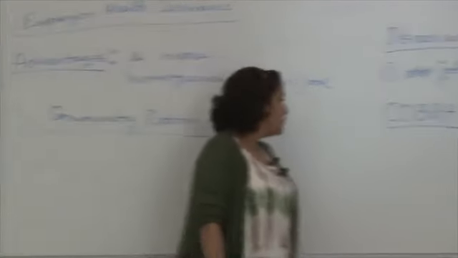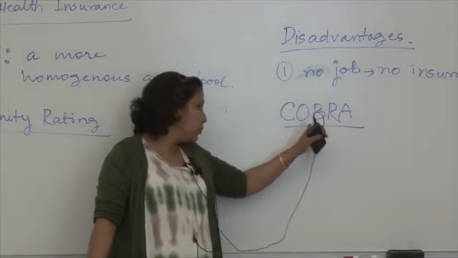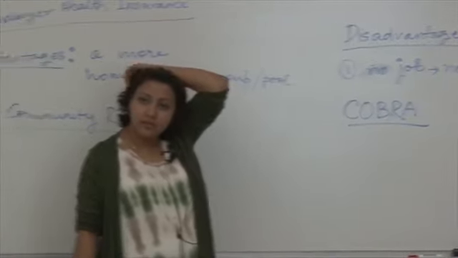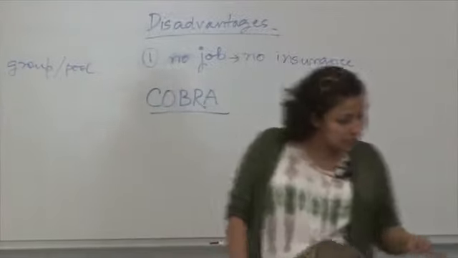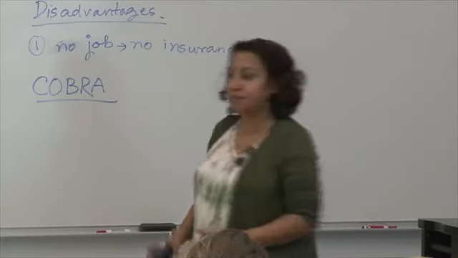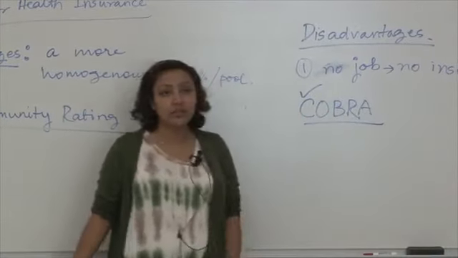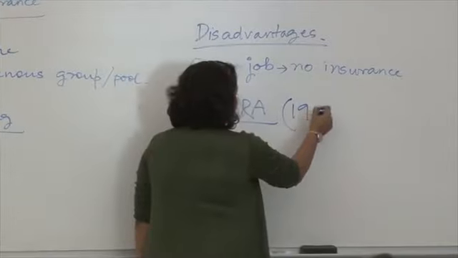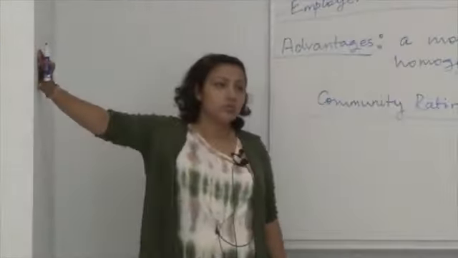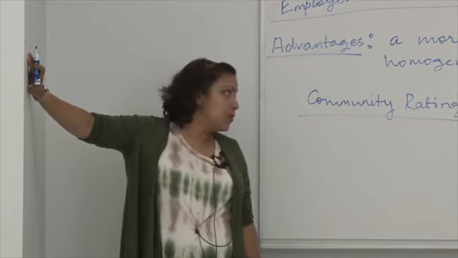COBRA, the Consolidated Omnibus Reconciliation Act, but what is the B? I forget. Anybody? Let me see if I have it in my notes. I should have it in my notes somewhere. Budget. The Consolidated Omnibus Budget Reconciliation Act. Okay. So, what did this act say? What did this policy say?